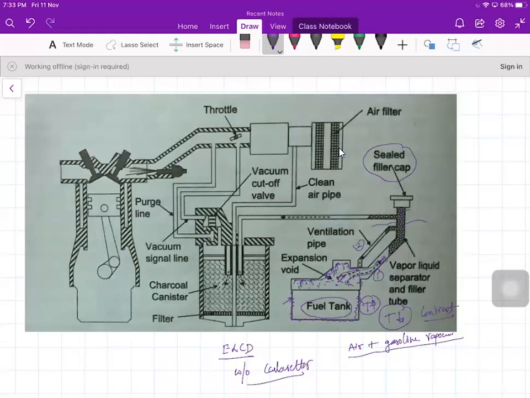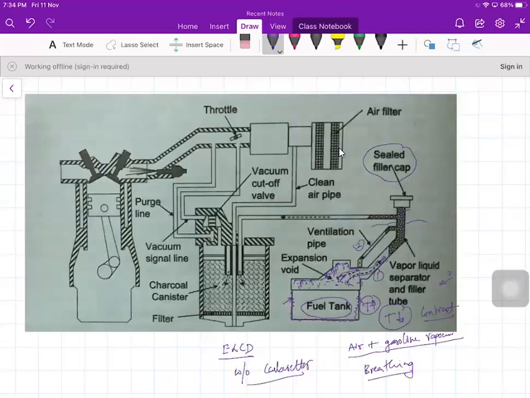Okay, so this expansion and then contraction mechanism is called breathing. Okay, so we call it breathing, just like a human.